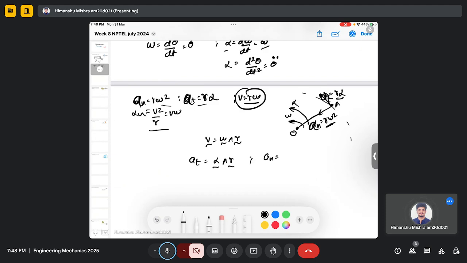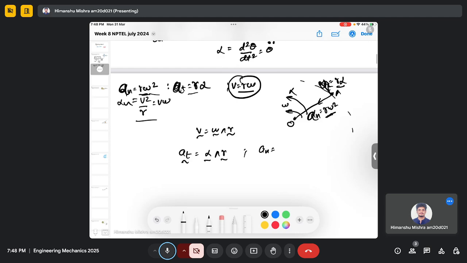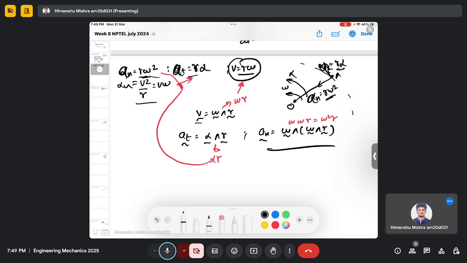My a n will be, so this is r omega square in the scalar form. In the vector form, it can be written as omega cross omega cross r. So you can see that if you convert this into the scalar form, this will be omega square r. If you convert this into the scalar form, it will be alpha r, and if you convert this into the scalar form, it will be omega r. So this is the same expression you will be getting here. So this is the vector form, and this is the scalar form of the equation.